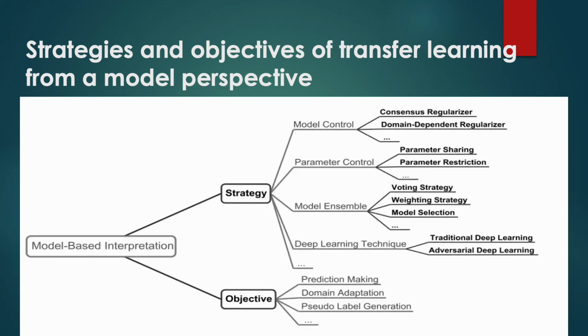Next is the deep learning technique. So there are many researchers who use deep learning techniques in the construction of transfer learning models. The two types of deep learning approaches are traditional deep learning and adversarial deep learning.